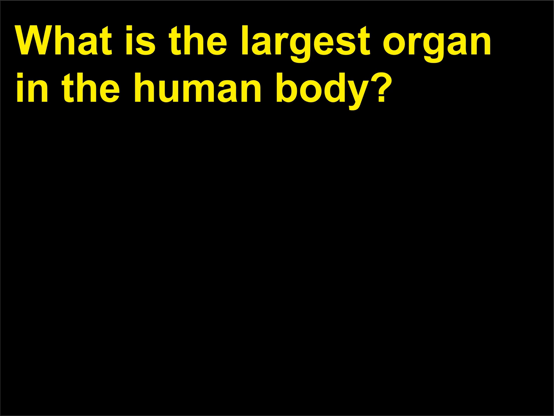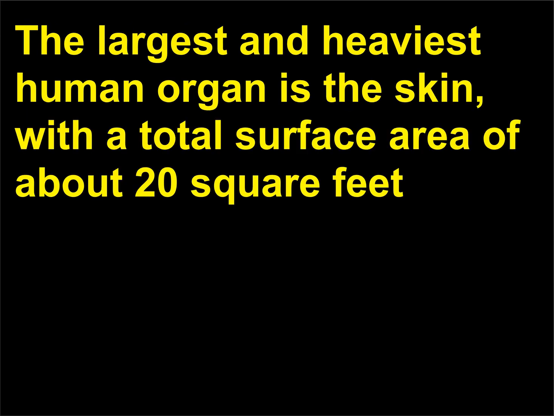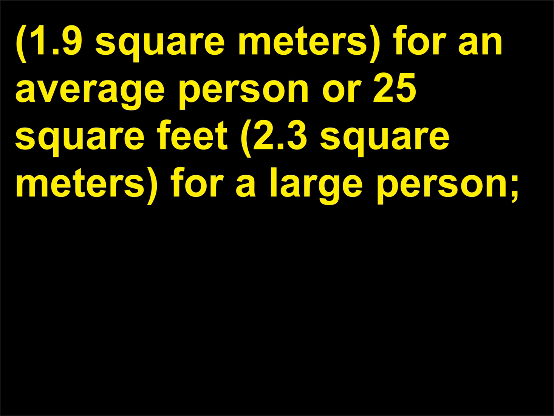What is the largest organ in the human body? The largest and heaviest human organ is the skin, with a total surface area of about 20 square feet, 1.9 square meters, for an average person, or 25 square feet, 2.3 square meters, for a large person.